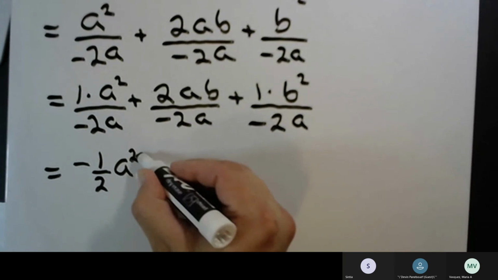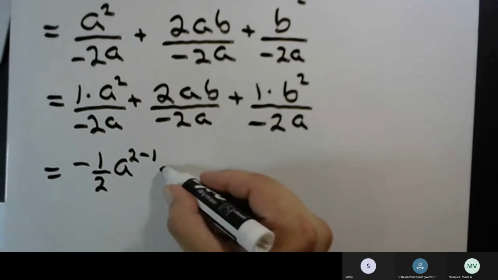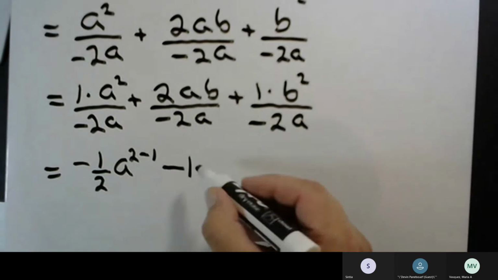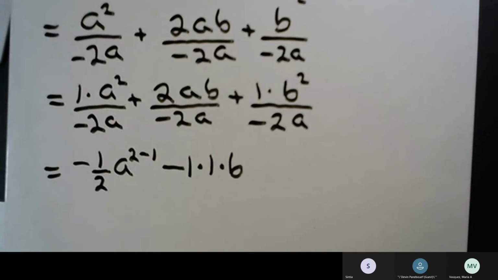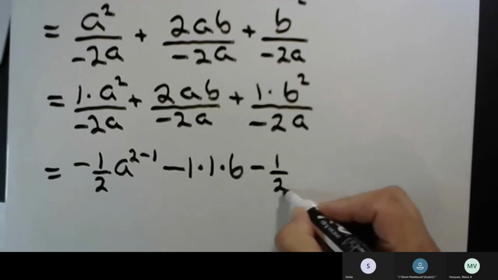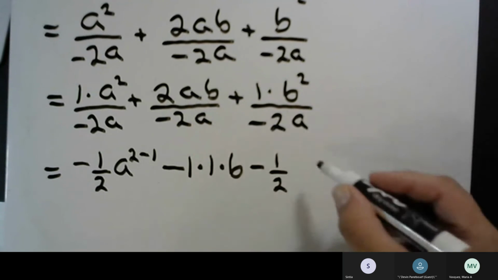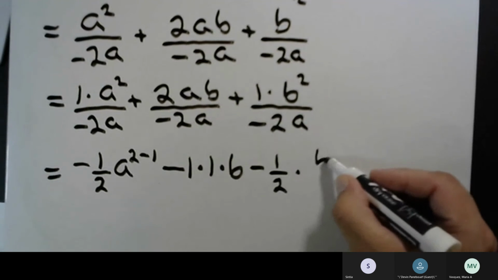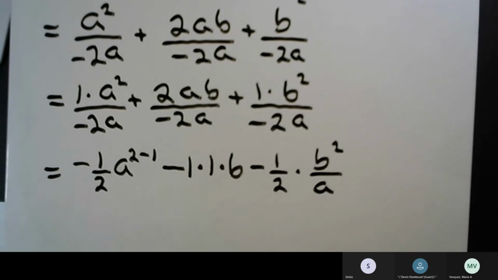This would be a to the 2 minus 1. Now, 2 divided by negative 2 is negative 1. The a's will cancel, and there's nothing dividing in the b, so it's just going to do its thing. Again, with this one, positive 1 divided by negative 2 will be negative 1/2. In this case, there's nothing to divide in the b squared except a. So we could just leave it that way. And it's not going to simplify.